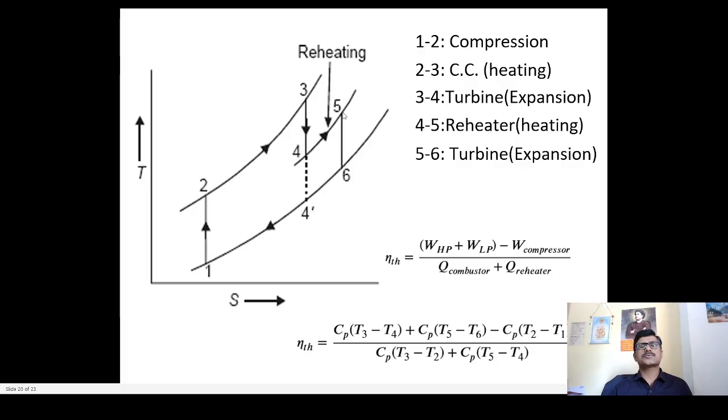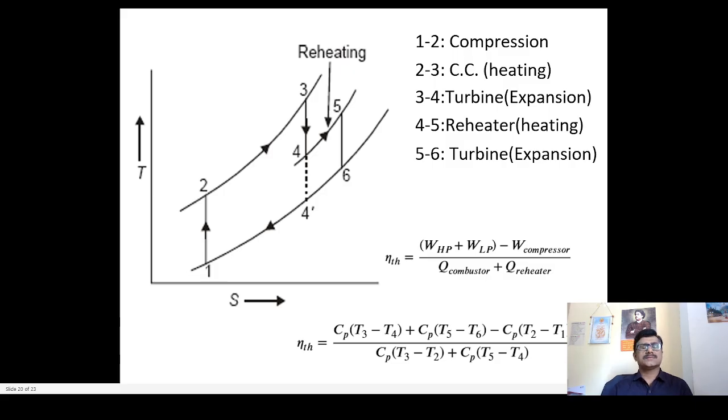Coming to the last process, process 5 to 6 occurs in the turbine, that is nothing but the low pressure turbine, and the gases are expanded from condition 5 to condition 6. So this process is also indeed an isentropic expansion process in the low pressure turbine.